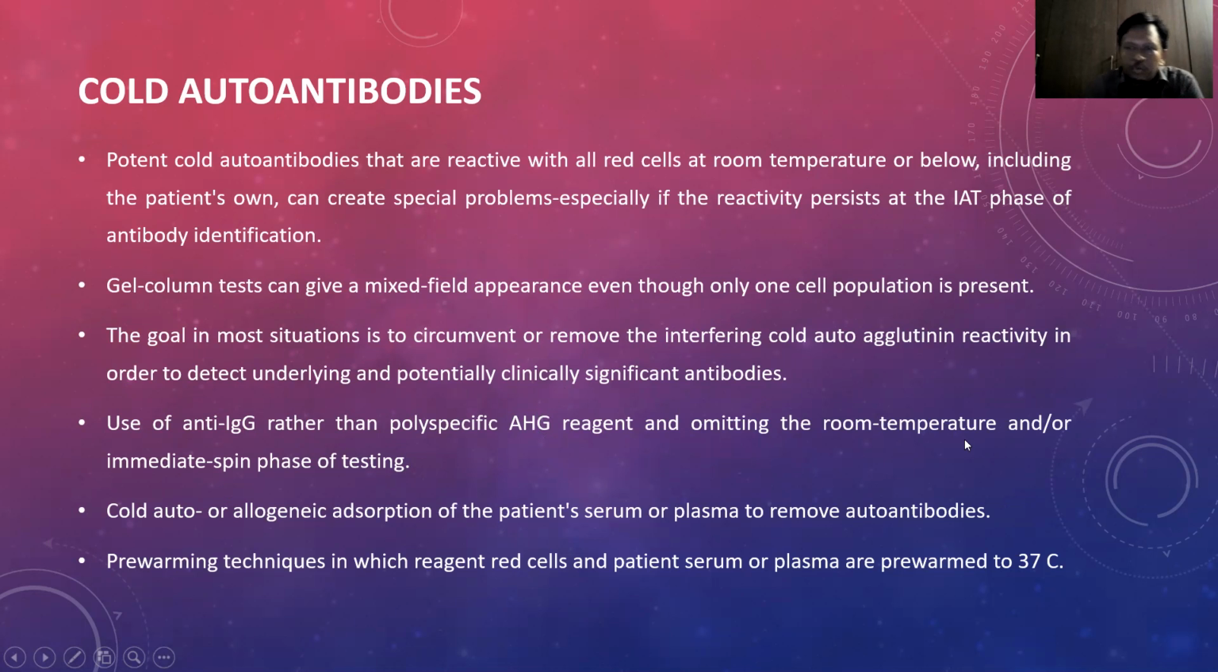We have to omit the room temperature as well as immediate spin phase of testing, because these cold antibodies have more chance of reacting at 4 degrees Celsius and 22 degrees Celsius. Cold auto or allogeneic absorption of the patient's serum can also be done to remove these cold autoantibodies. And pre-warming techniques we can do, whether the patient's serum, the reagent red cells, the entire test tube or the plasma are pre-warmed, and then the procedure is done so that these cold antibodies disappear.